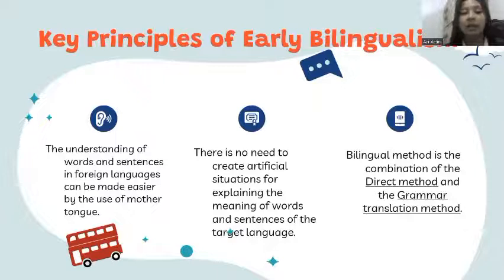So the second key principle is there is no need to create artificial situations for explaining the meaning of words and sentences of the target language. So we should not be too specific in explaining the meaning of words, because early bilinguals can do that naturally. The third one is the bilingual method, which is the combination of the direct method and the grammar translation method. So this means that early age children can be bilingual when they can speak 2 languages, but they don't just hear that from their environment, they will also try to analyze the grammar or the structures of the language.